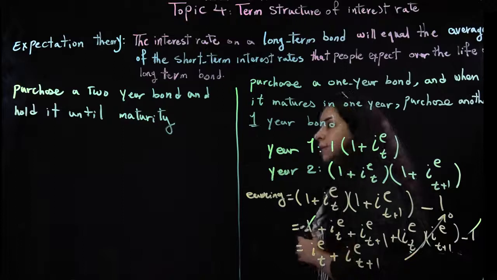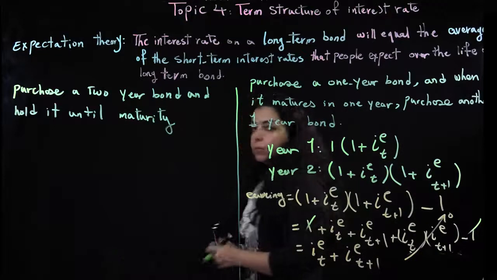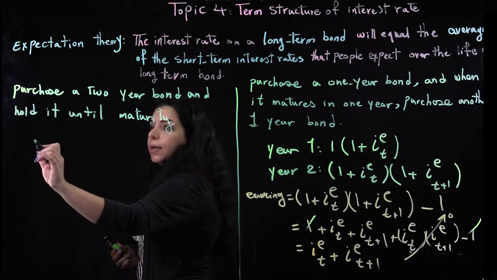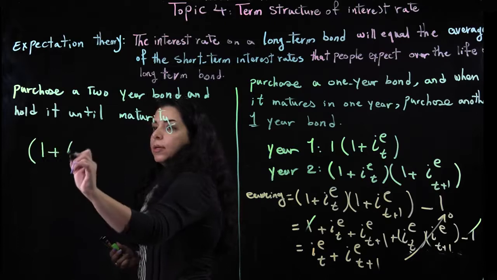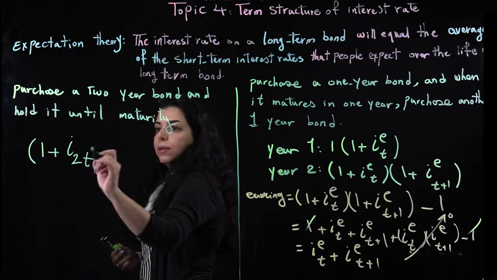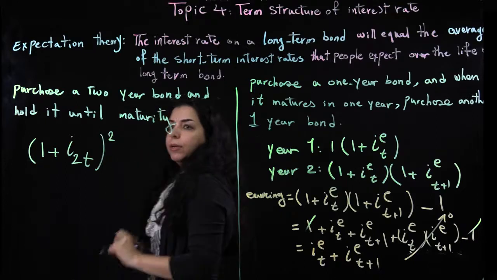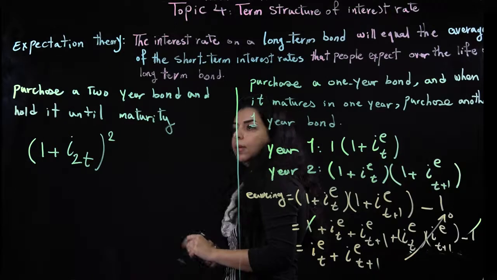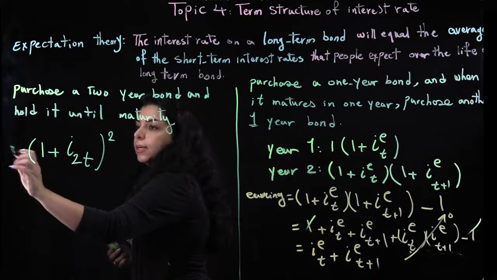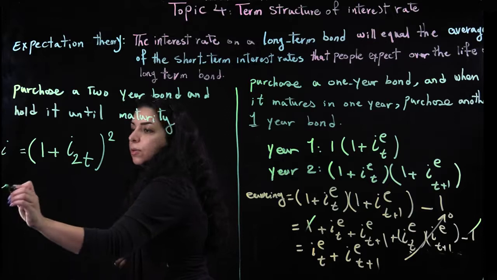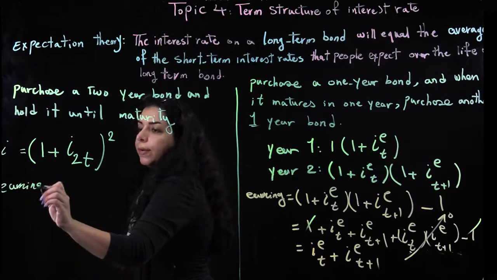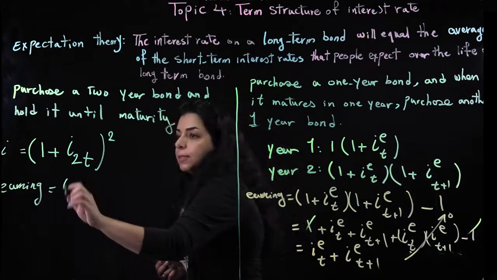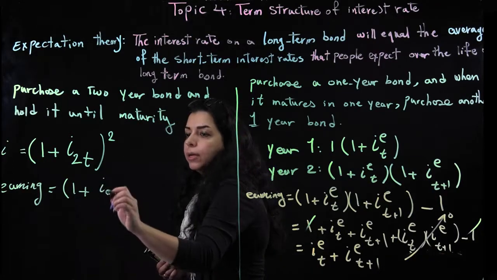The second scenario is that at once we buy a 2-year bond. So how much is the earning of the 2-year bond? The interest that we are earning is, of course, (1 plus i_2t) to the power of 2. Am I right? Because at once we buy a 2-year bond. So now how much is our earning? Our earning is the amount that we gain minus the amount that we invest. So that's why it is 1 plus i_2t.